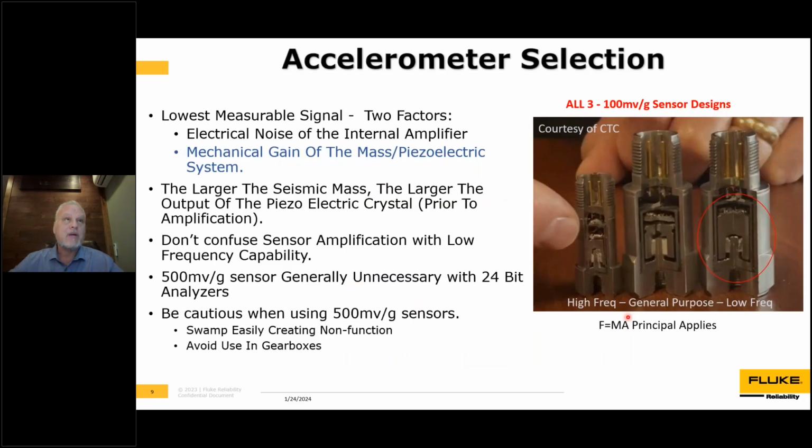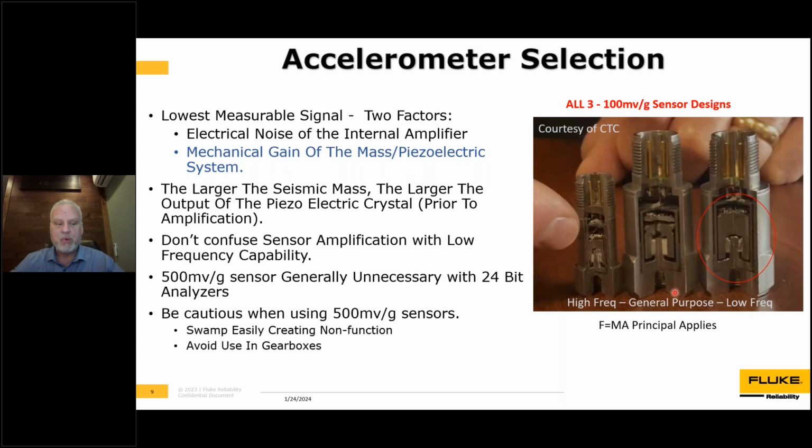So the other important factor with low speed, from our perspective, is both the gain and the seismic mass in the accelerometer. Oftentimes we can go to a pretty good low frequency with a standard accelerometer, which most people would consider off-the-shelf, or even our triaxial accelerometer that is 100 millivolts per G. I don't encourage people to use 500 millivolts per G. I think since we have 24-bit analyzers, that's no longer helpful, and I'll explain why.